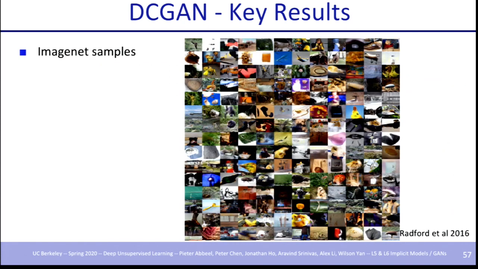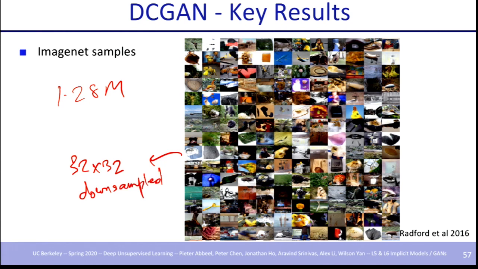And for the first time, any generative model produced some reasonably good-looking samples on a big enough dataset like ImageNet, which has 1.28 million images, but they only trained it on the 32 by 32 downsampled version. Prior to this paper, there was another paper, PixelRNN, which also is shown to work on 32 by 32 ImageNet, but the samples from DCGAN are more realistic looking than the PixelRNN samples.